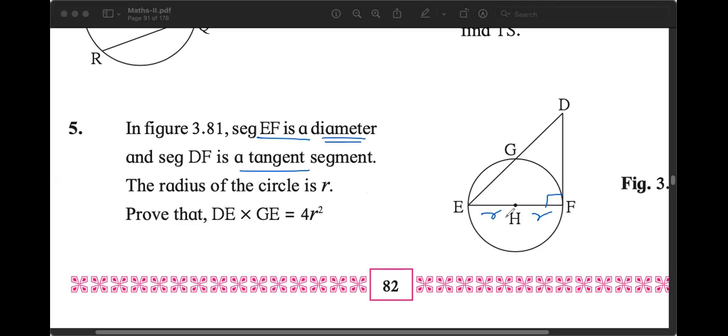More importantly, we need to realize that DE is a secant, which is not given. We have to see and understand. DE is a secant because this line is intersecting the circle at 2 points, not 1. So DE is a secant, DF is a tangent, which is given, and we have a right angle triangle, Pythagoras theorem. So when we combine Pythagoras theorem with the tangent secant segment theorem, we will be able to prove this. The proof I have already written and sent to you 2 days ago.